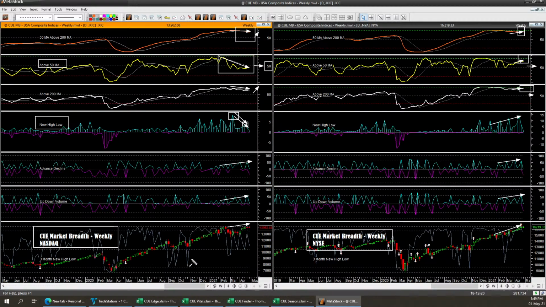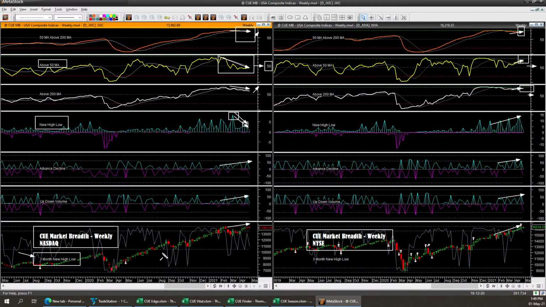I have added one study that Dr. Jeffrey regularly refers to, that is the T2121. I think that name is from TC2000. It's a 3-month new high low indicator. It calculates the number of stocks, as a percentage, making 3-month new highs. How to read it?